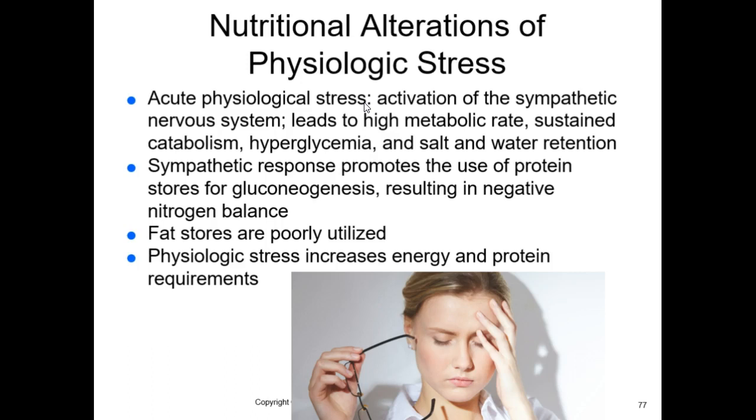We're more likely to get glucose from gluconeogenesis. We're going to transform other things, like proteins, for glycogen. Fat stores will be poorly utilized. We're not going to be using the fat. We're going to be using the proteins from our body. And we're also going to have increased energy and protein requirements. And that's what cortisol looks like in your body. Hooray!